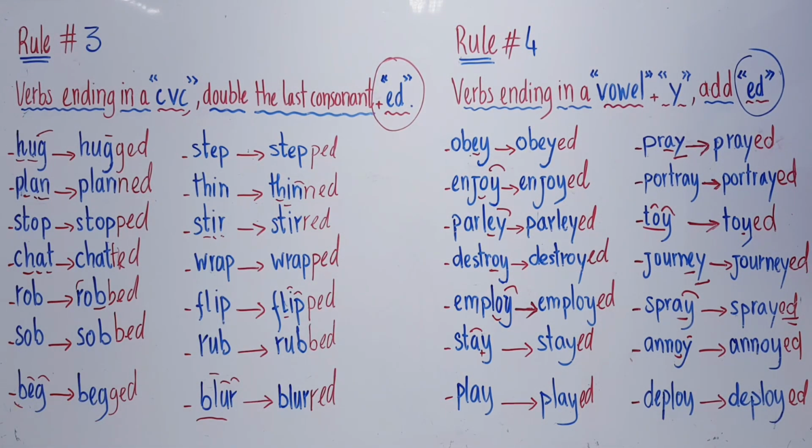Blur. L is a consonant, U is one of the vowels, R is a consonant. So you have to double one more R, and then E-D. Okay, so this is the ending rule number 3. If you're not so sure about it, don't forget, try to see the video again. See it again and again until you remember, until you understand it. Okay? Take time to study. Don't be in a hurry.